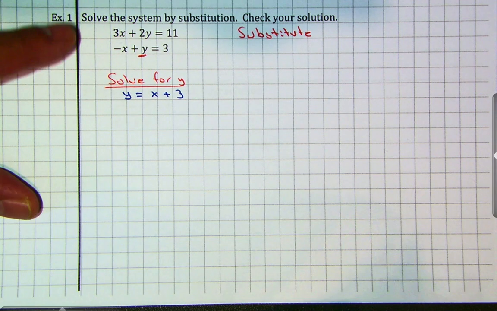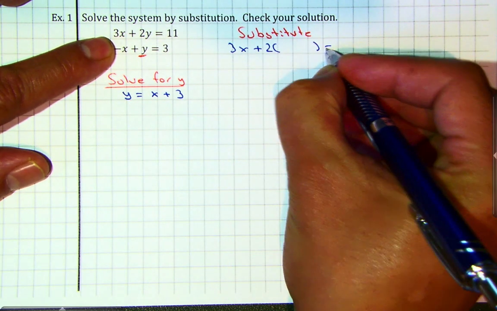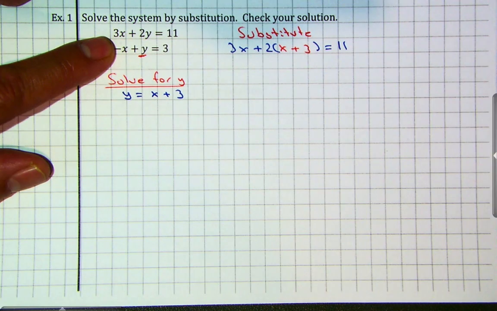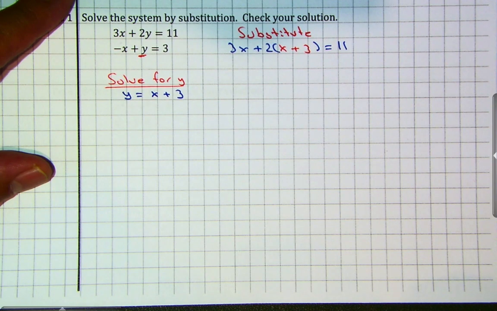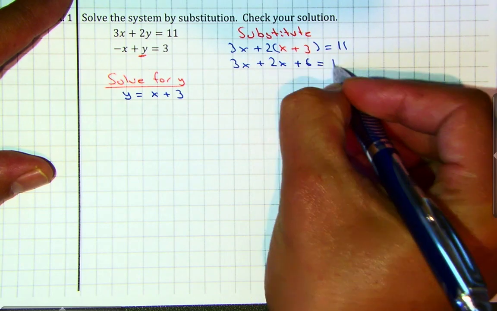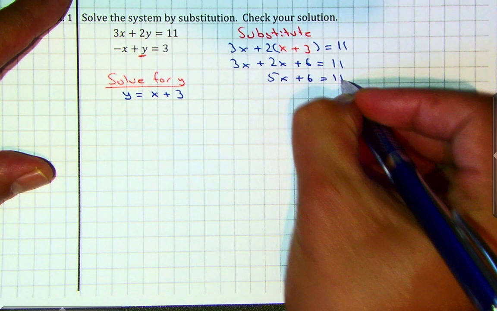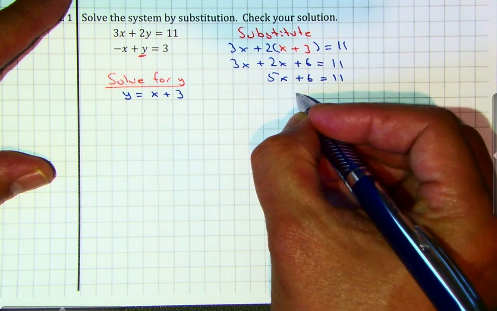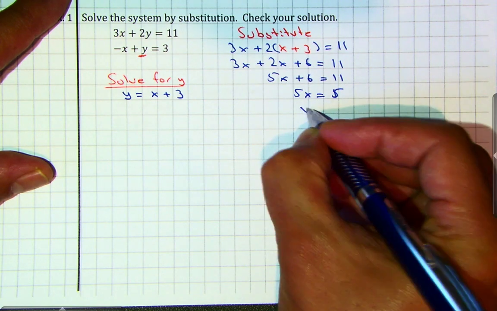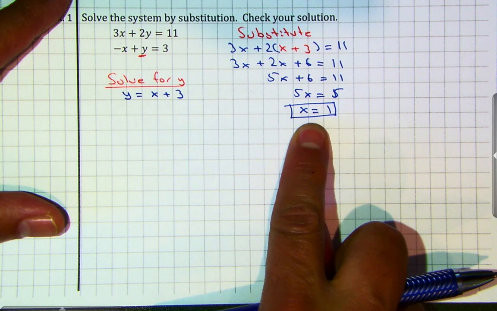Excellent. In this case, I'm just going to replace the y. So I have 3x plus 2 instead of the y, and I'm going to replace it with x plus 3. From there, we just have a simple equation that we can solve, using the distributive property. So I have 3x plus 2x plus 6 equal to 11. Combine like terms: 5x plus 6 equal to 11. Move the 6 to the right, becomes a negative. So 5x equal to 5 and x equal to 1. I found my x value.